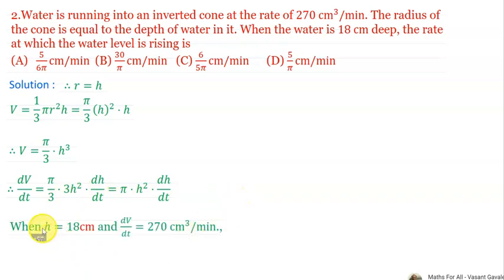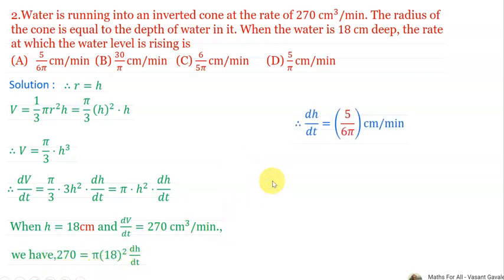Here H equals 18 centimeter, and dV by dt is 270 centimeter cube per minute. If we substitute, then we have 270 equals pi into 18 square into dH upon dt, and hence dH by dt equals 5 upon 6 pi centimeter per minute. Hence option A is correct here.